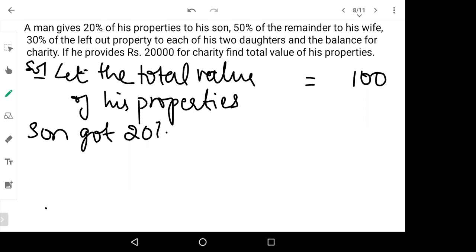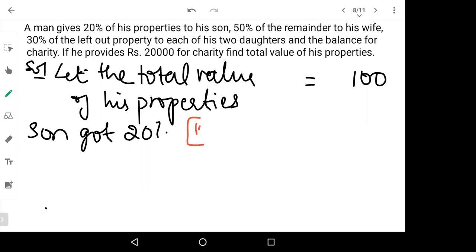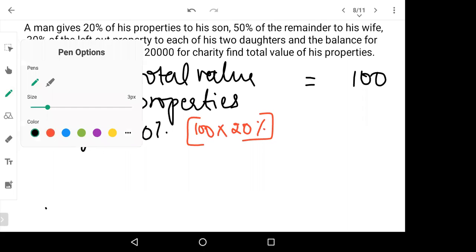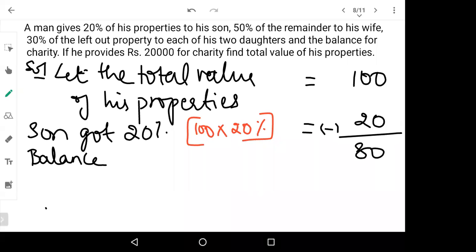20%. Now, if the total property was 100, so 20% of 100, 100 into 20%, that will give us 20. So 20% of 100 will give us 20. So what is the balance that is left out? Balance that is left out is 80. 100 minus 20 will give us 80.